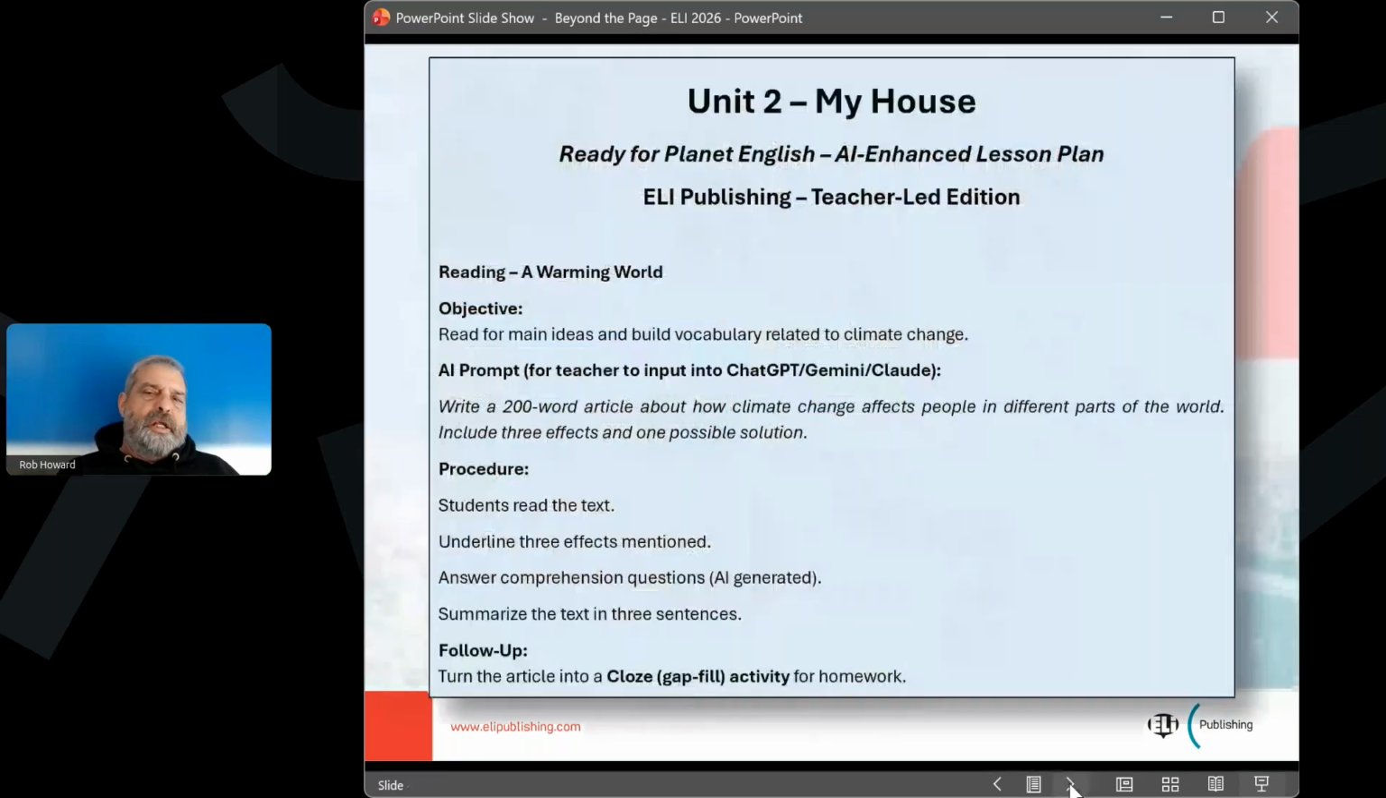And this is what I did, is I took the information and I gave basically a quick, easy prompt to ChatGPT. And I said, come up with a reading activity that I can do based on the information from Unit 2 of Ready for Planet English Elementary. And I put in the information that I wanted. And this is one of the ideas that it came up with. And this is what I mean about responsible use. Let them help come up with things.